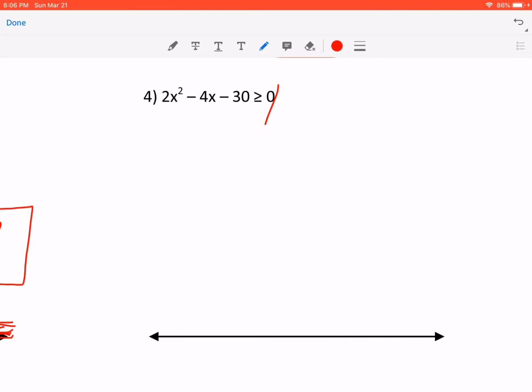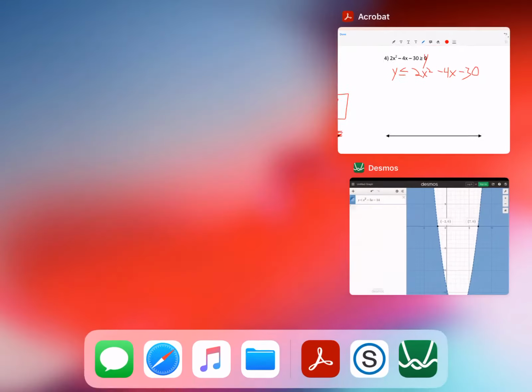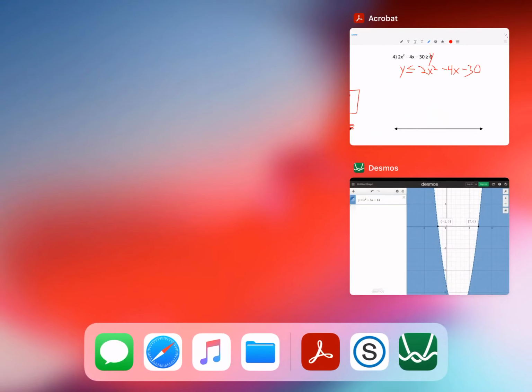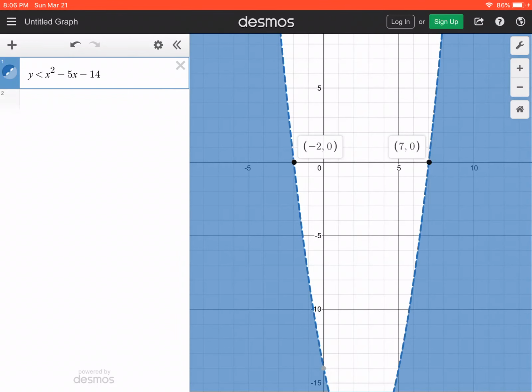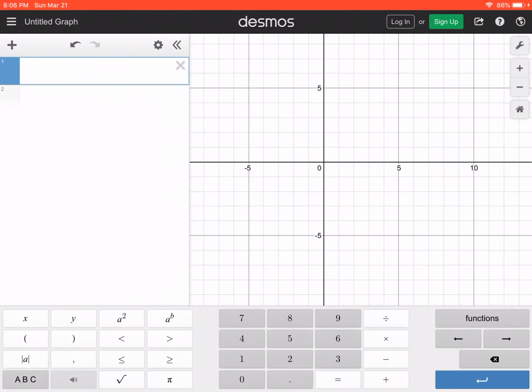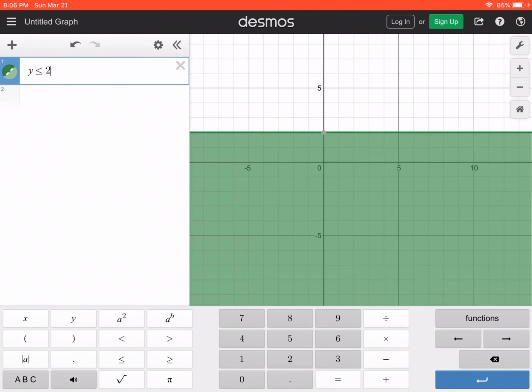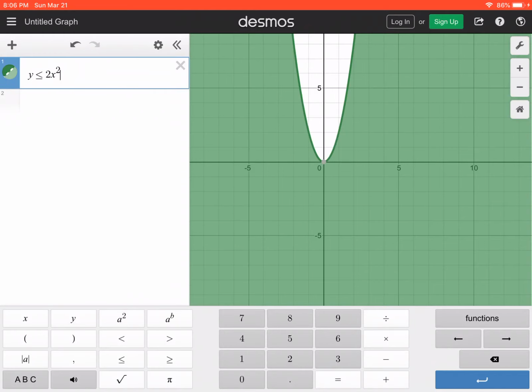All right, number 4, replace that. So y comes first. Now it's less than or equal to. You're going to use a closed circle. 2x squared minus 4x minus 30. There it is. We're going to graph it real quick. Get rid of this. Okay, so it's y is less than or equal to, this time it's 2x squared minus 4x minus 30.